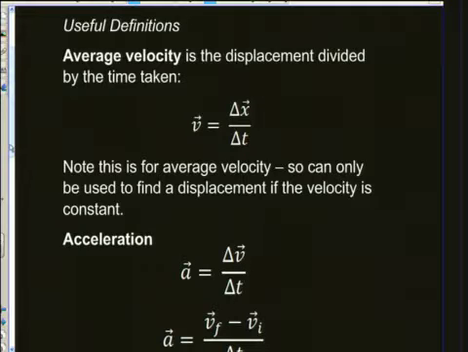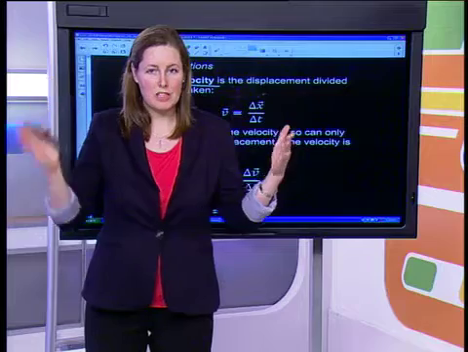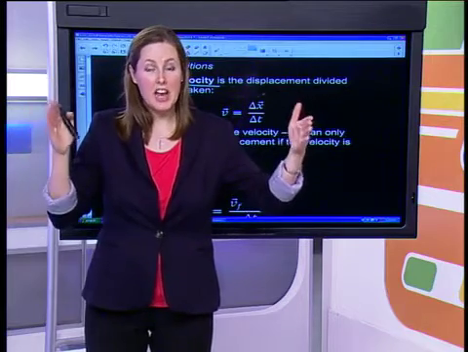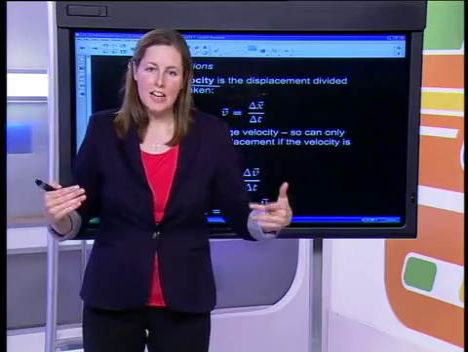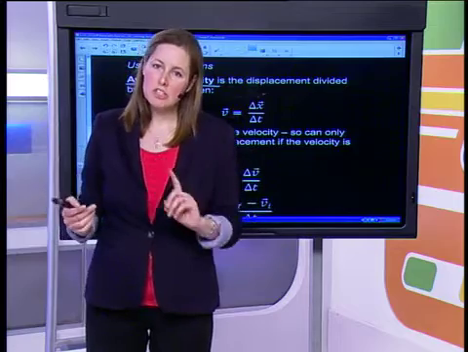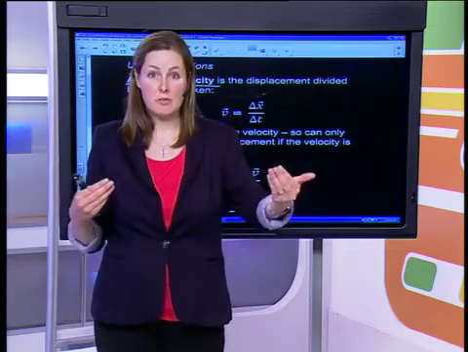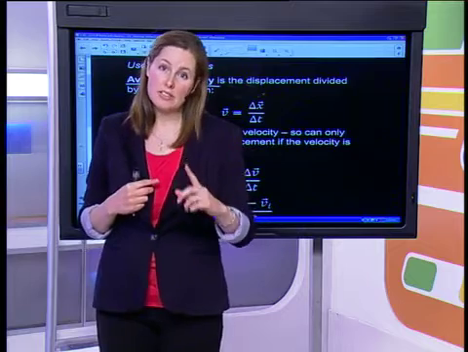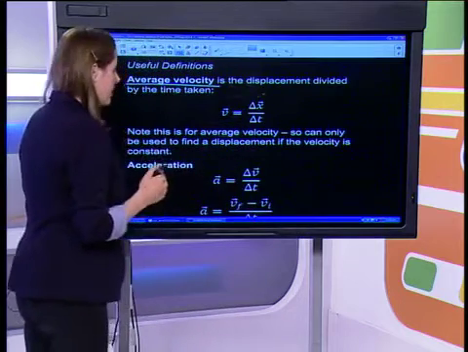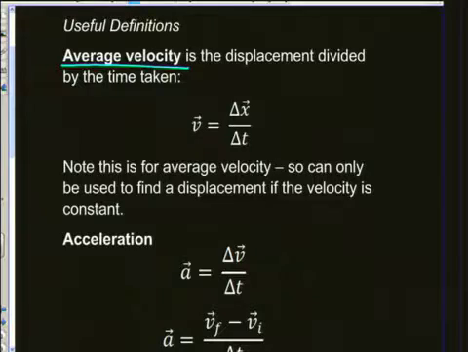Firstly, I want to tackle average velocity. This equation is the displacement divided by the time taken. So how far an object has been displaced from its starting point to its end point, change in position, divided by change in time. But I want you to notice that if you were to use this equation to work out how far an object has moved, you can only use this equation if the velocity is a constant velocity.